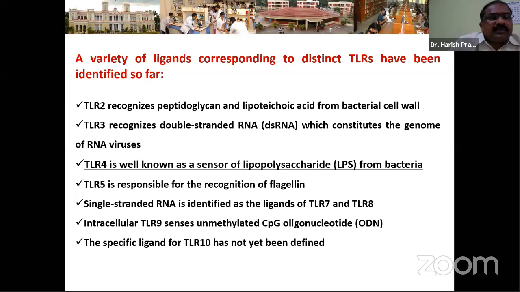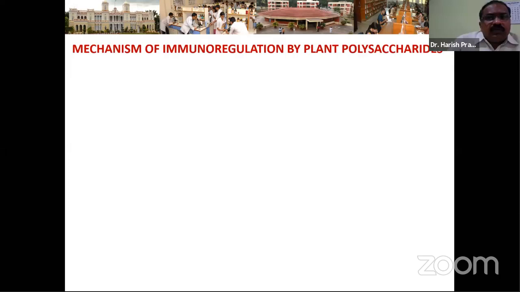There are other TLRs. I won't go into depth on those. For example, bacterial flagellin is the ligand for TLR5. So this is how a variety of ligands corresponding to different TLRs have been identified, and it is still going on. More work is still undergoing in this aspect. Now we'll restrict to how the mechanism of immunoregulation, especially by plant polysaccharide, occurs.